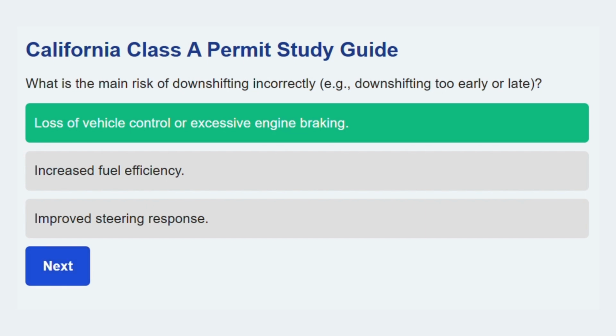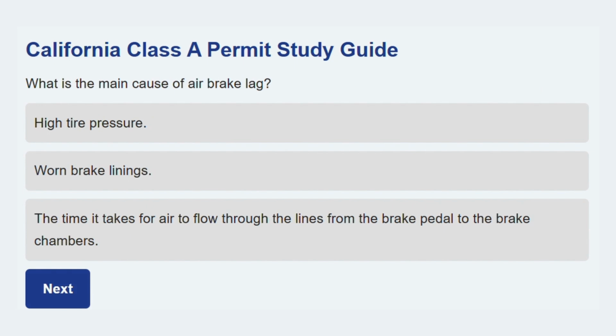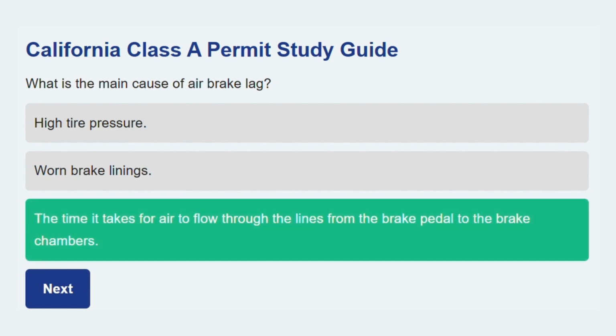What's next? What is the main cause of air brake lag? The time it takes for air to flow through the lines from the brake pedal to the brake chambers. This lag means your brakes don't apply instantly.